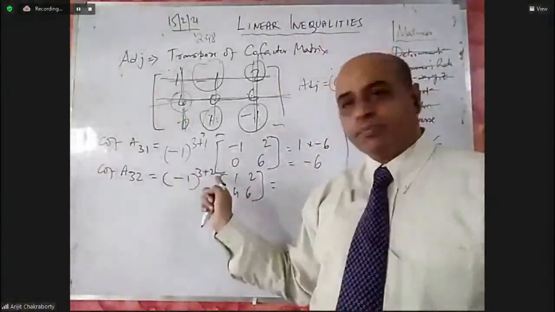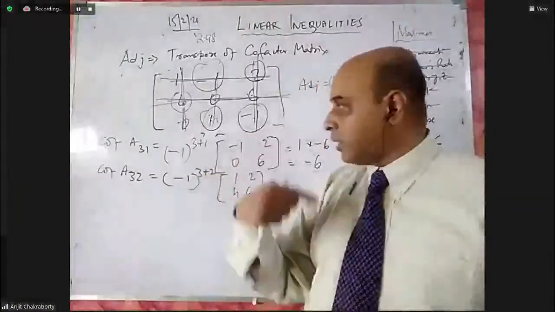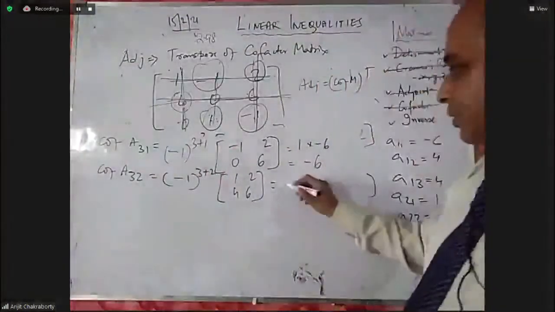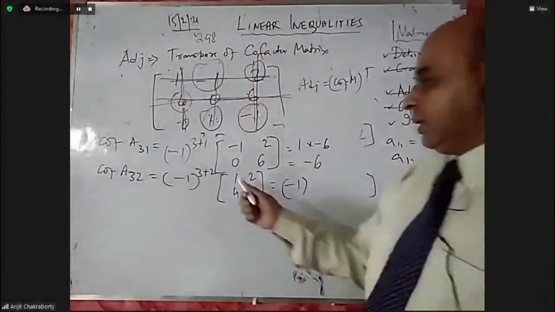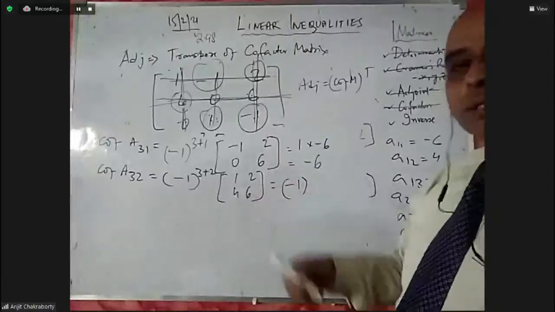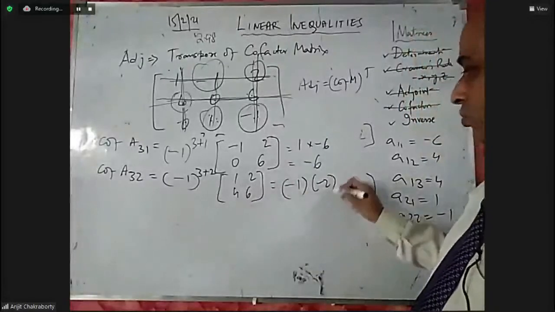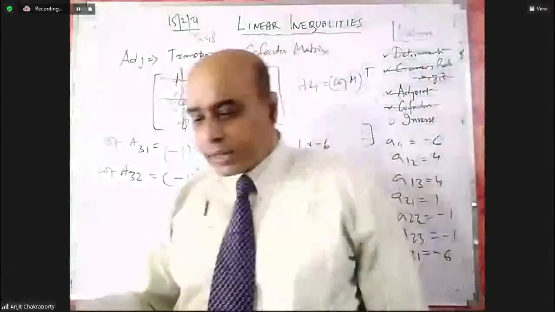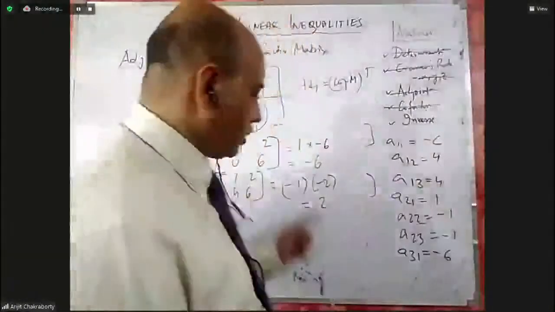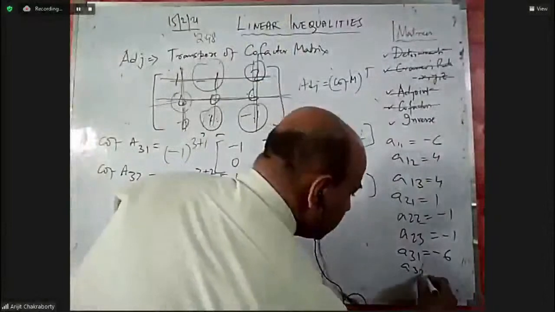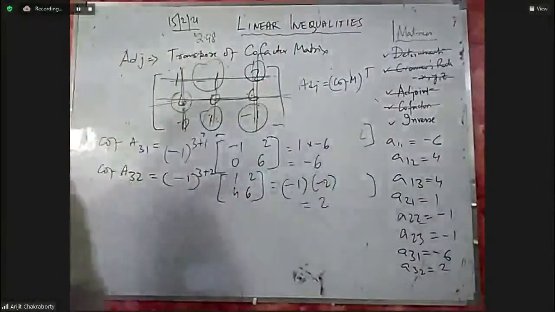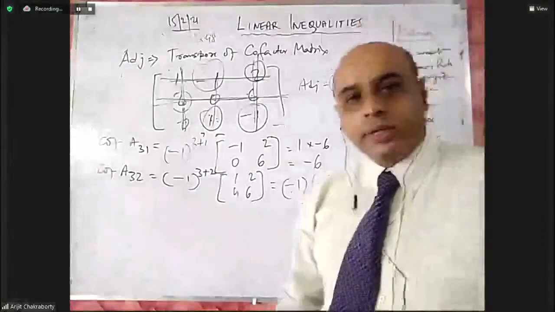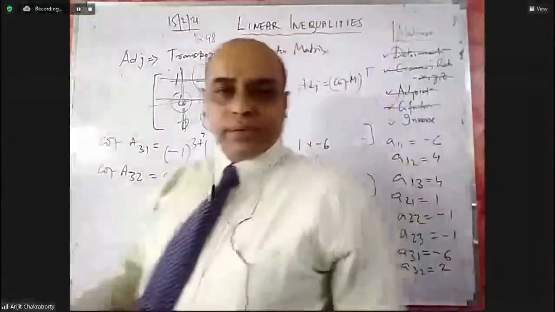-1 to the power 3 plus 2, that is -1 to the power 5. That gives you -1. 1 into 6 is 6. 4 into 2 is 8. So this is -2. So -1 into -2 is +2. So I will write A32. Cofactor A32 equal to 2. Right. Now the last part, the cofactor A33.